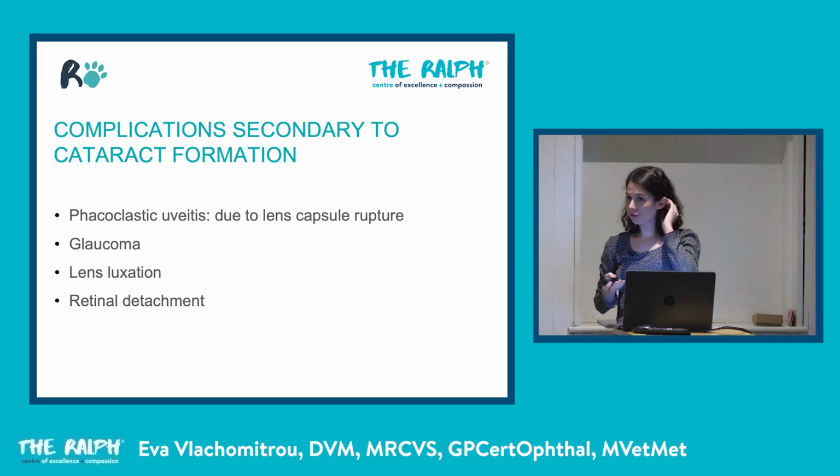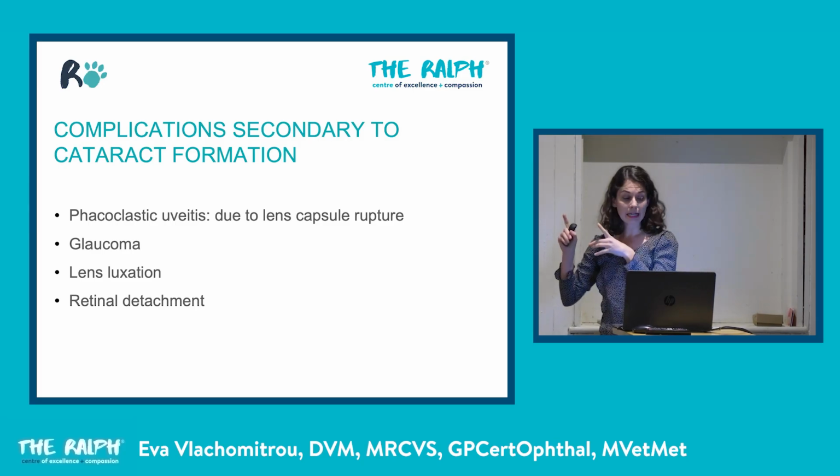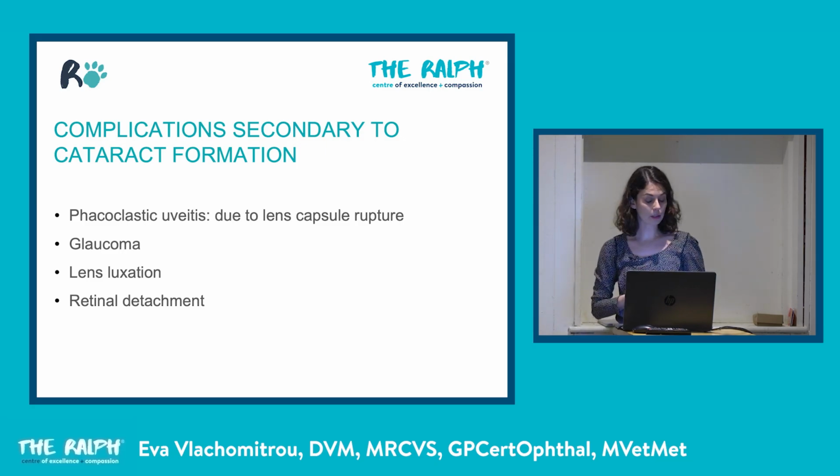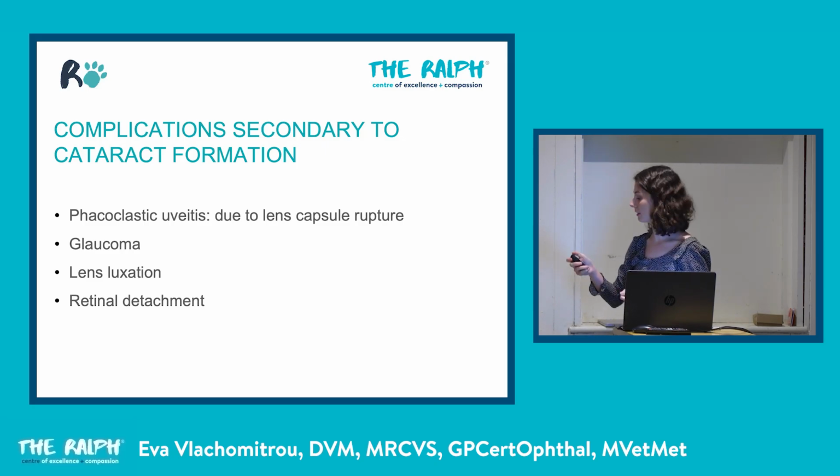Other complications that can form post-cataract formation are phacoclastic uveitis, that is a slightly different type of uveitis. So with the phacolytic uveitis that we discussed before, we have leakage of proteins through the capsule. In the phacoclastic uveitis, we actually have rupture of the capsule, so the lenticular material has the opportunity to escape from the lens into the eye. Glaucoma is a very common complication in dogs with cataracts. Lens luxation is another complication, and also retinal detachment.